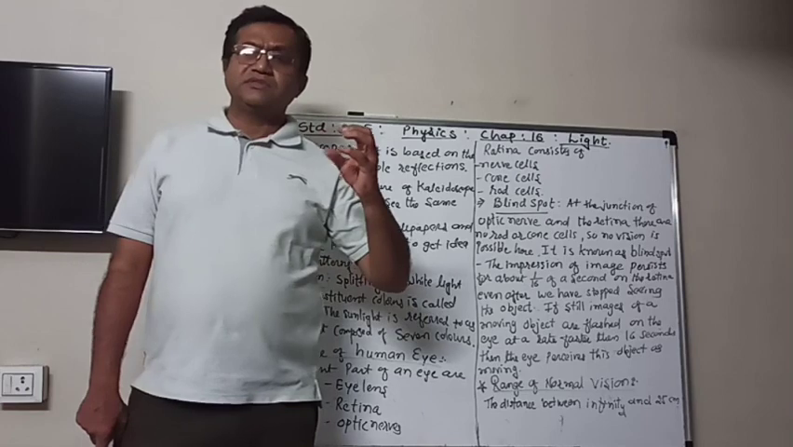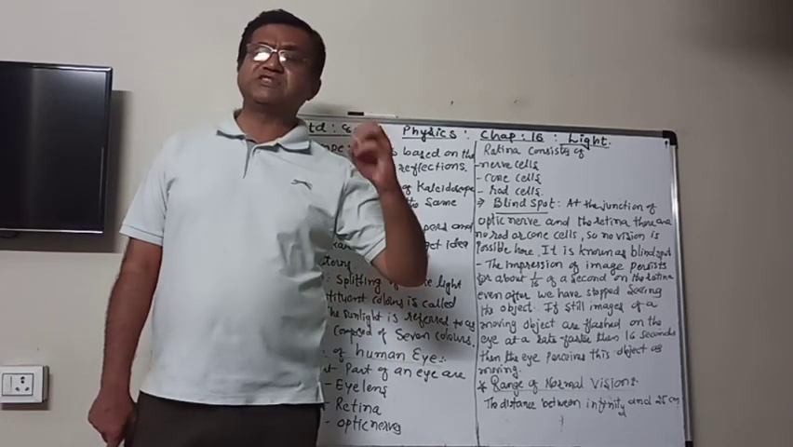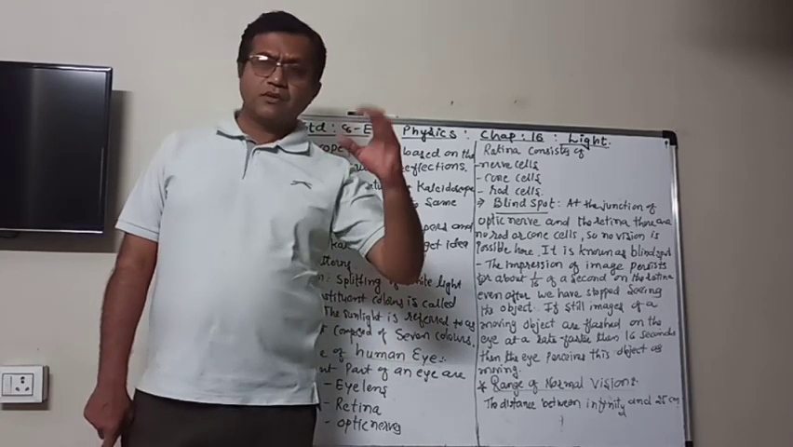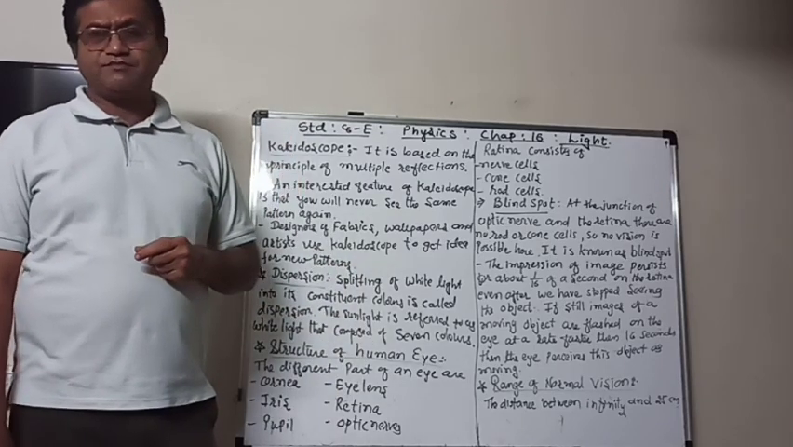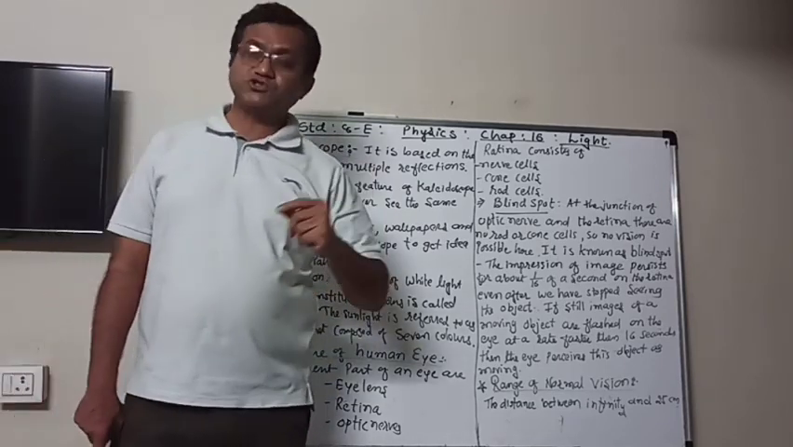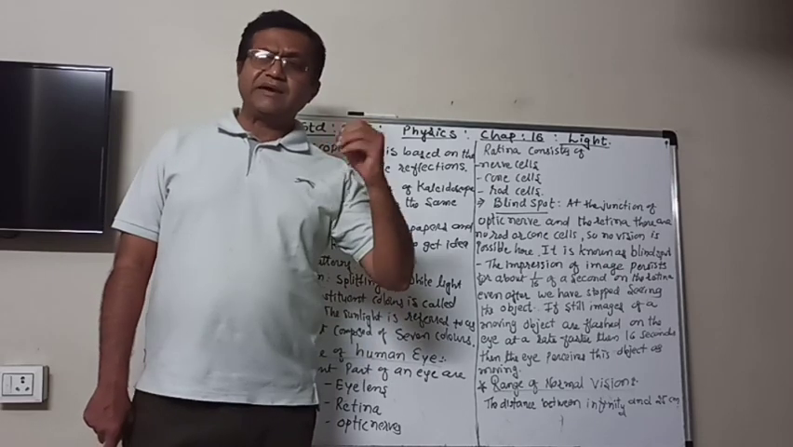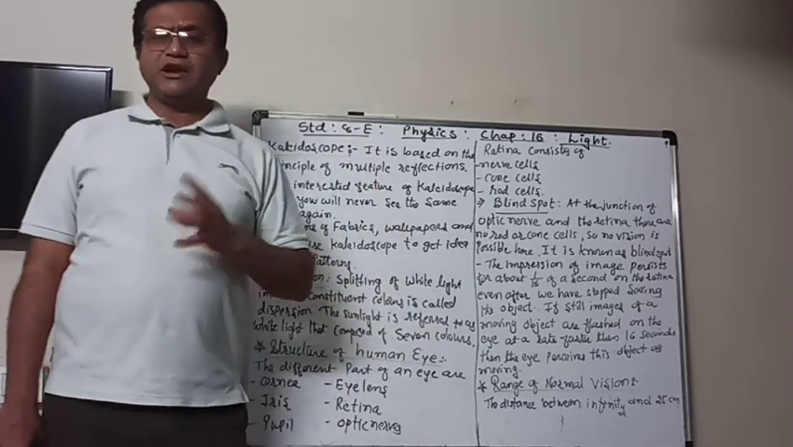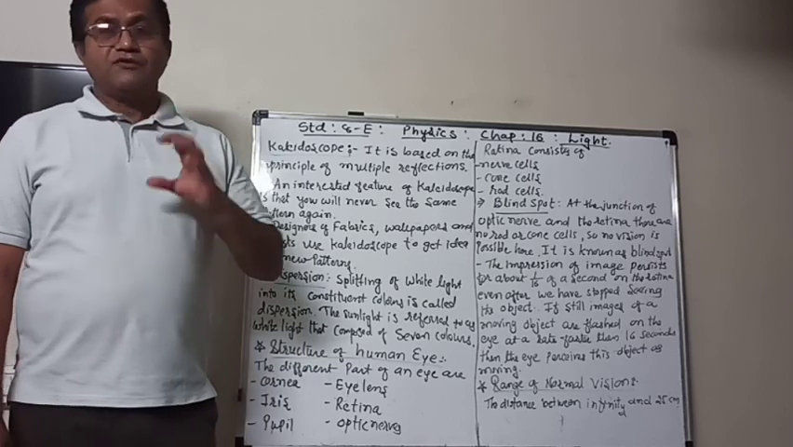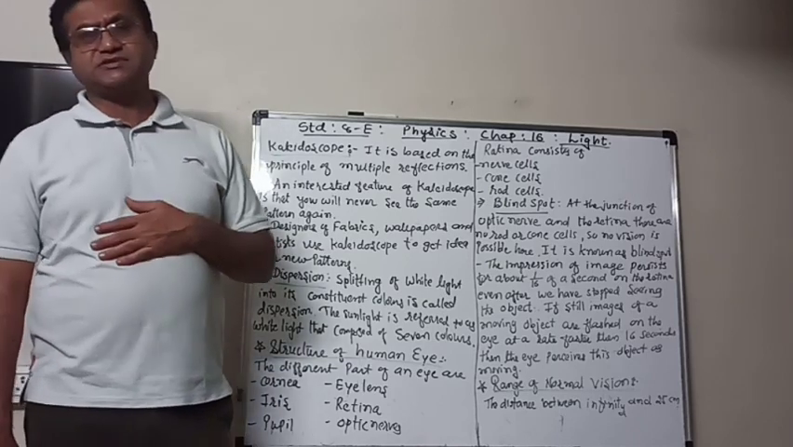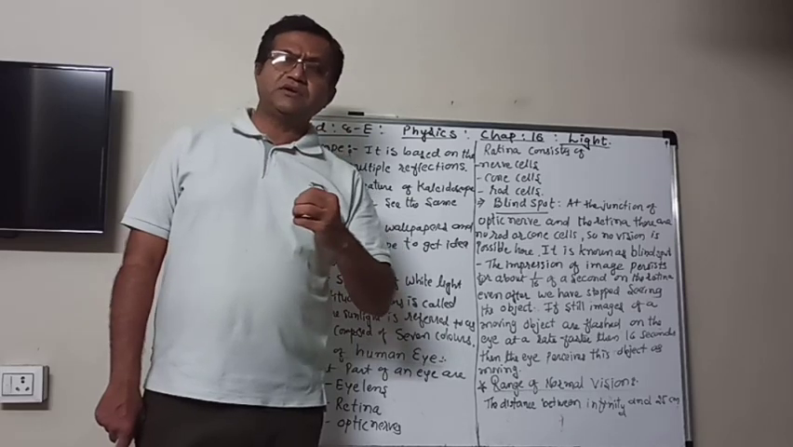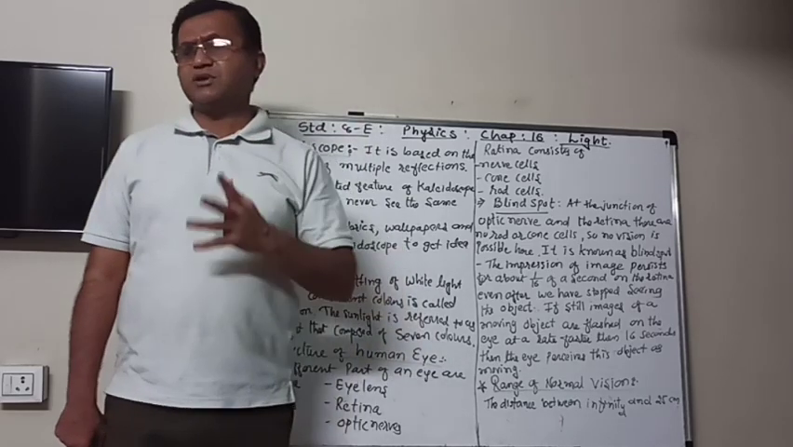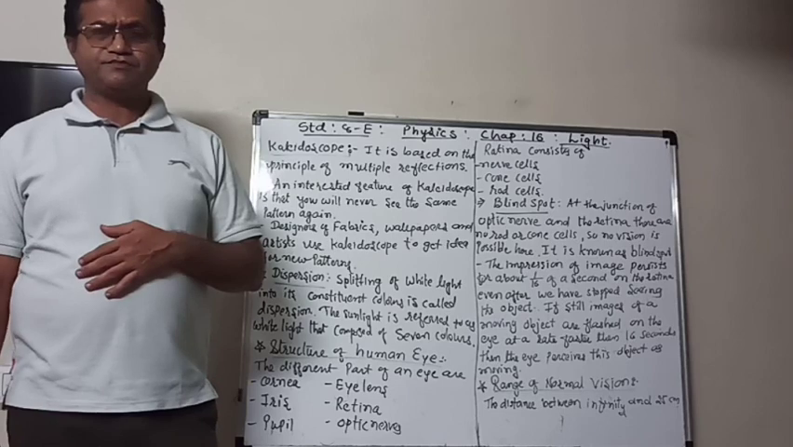And there is a device which uses this principle of multiple reflections that is known as a kaleidoscope. A kaleidoscope is a device in which we can see different patterns. For that we need a few materials. You can make it yourself also.